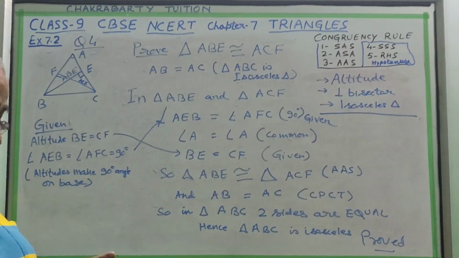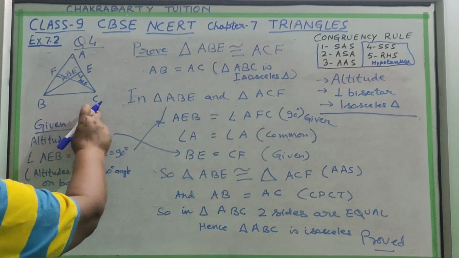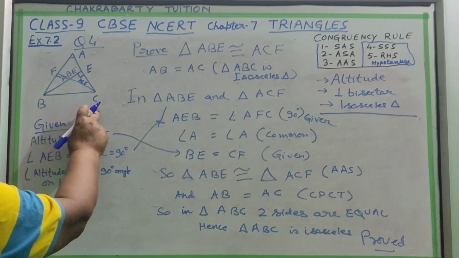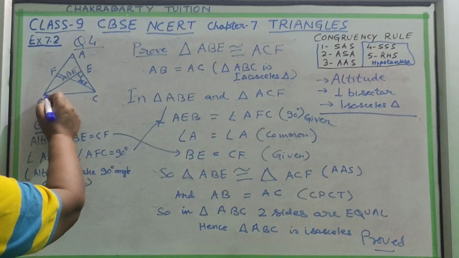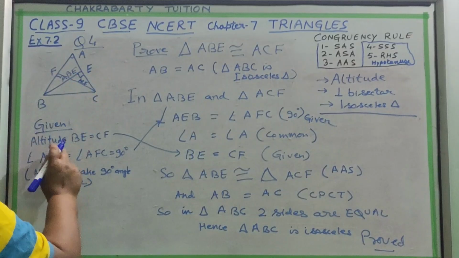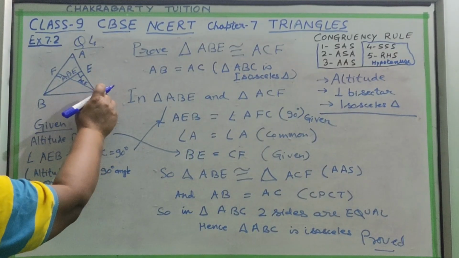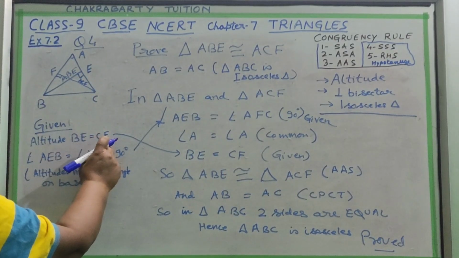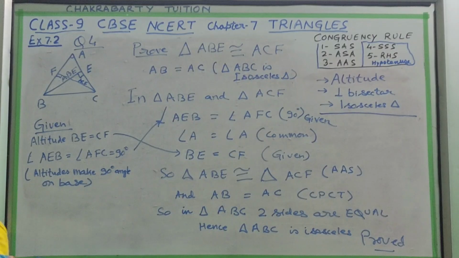Okay, so now question number 4 we are going to start. Question number 4: it is given that ABC is a triangle in which altitude, altitude means the height. So altitude BE and altitude CF are equal. It is given in the question.